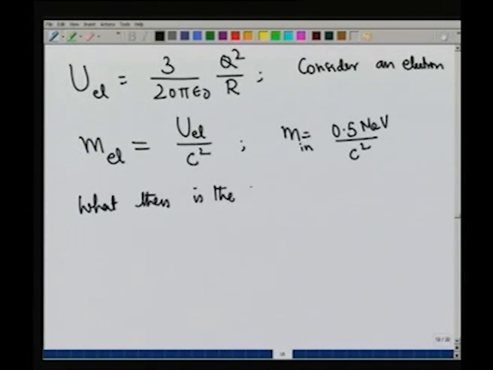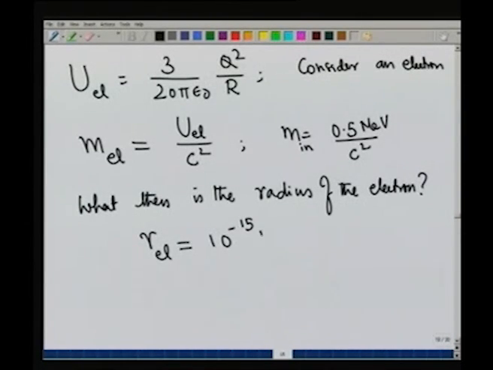So this is the question. What then is the radius of the electron? Well, let us plug in the expression. I ask you to go back, look up the table and write down the expression. If you did that, my radius of the electron will turn out to be roughly 10 to the power of minus 15 meters. So it is of that order, 10 to the power of minus 12 to minus 13 centimeters.